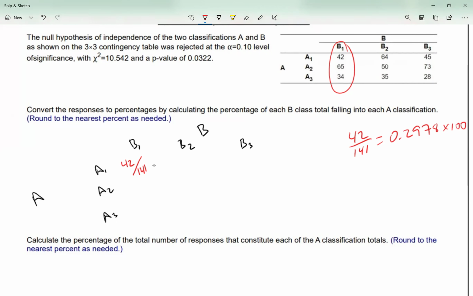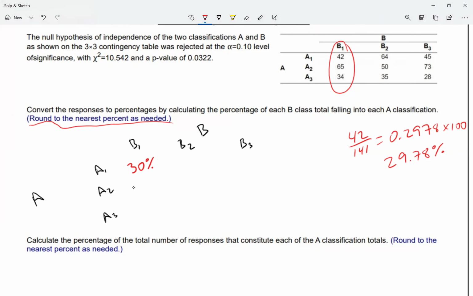I know some teachers said, just move the decimal twice to the right. Well, that is what happens when we multiply by 100. So it's going to give me 29.78%, because I'm looking at percentages. Now 29.78, my instructions said round to the nearest percent as needed. Okay, so what that means is rounded to the nearest whole number. Now 29.78 rounded to the nearest whole number becomes 30%.